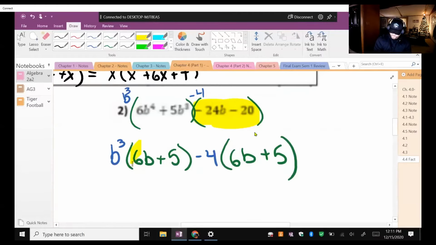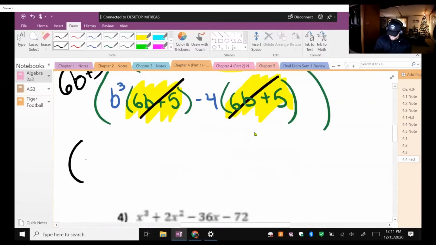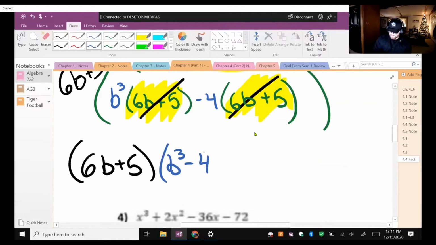It's the same thing as the other one. I factor out this binomial. I factor out this binomial. I am left with, so I'll do it again. So that's what I'm taking out of both these terms. Boom. So I'm left with 6b plus 5. And what am I left over with? What am I left over with on the inside? B cubed minus 4.